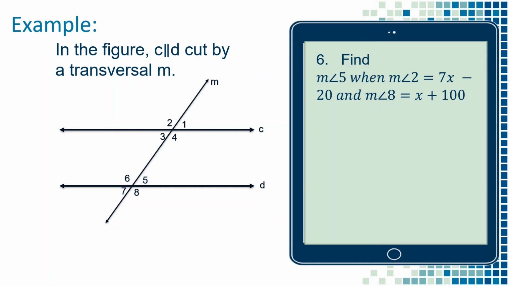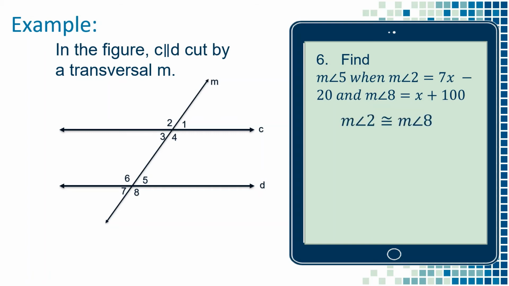What if we are going to solve for the measure of angle 5 when the measure of angle 2 is 7x minus 20 and the measure of angle 8 is x plus 100? So bago natin ma-solve ang measure ng angle 5, kailangan alam muna natin kung ano ang measure ng angle 2 at angle 8. So to solve for the measure of angle 2 and angle 8, kailangan hanapin muna natin ang value ng x. So what relationship exists between angle 2 and angle 8? Correct. So they are alternate exterior angles, and alternate exterior angles are congruent.